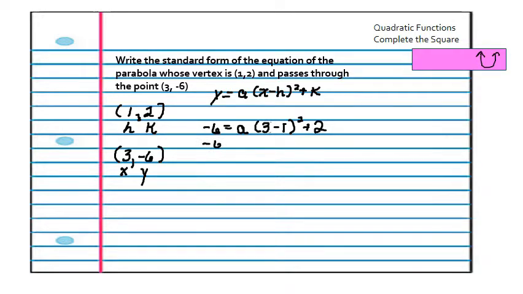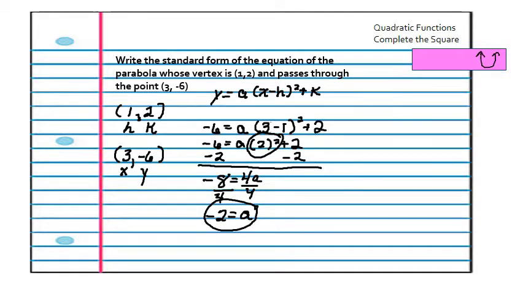Okay, so we end up with negative 6 equals a, and this is going to be (3 minus 1) which is 2 squared, plus the 2. So there's a couple of things we can do. I'm just going to quick cut it here. So I'm going to go minus 2 and minus 2. So that's going to give us negative 8 equals, and we know the 2 squared here is going to be a 4, so 4a. And divide by the 4. You know how to do this. You've done it before. So we get a equals negative 2.